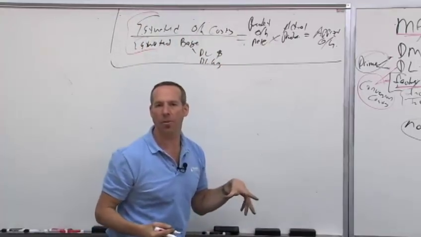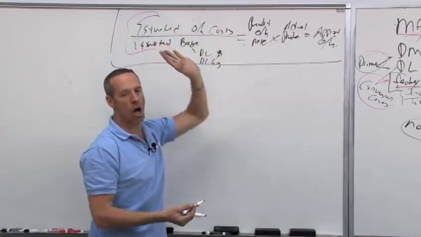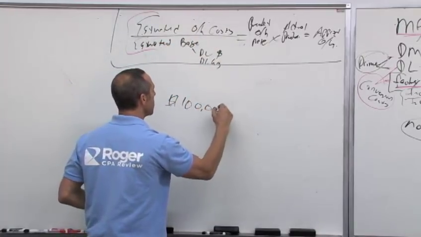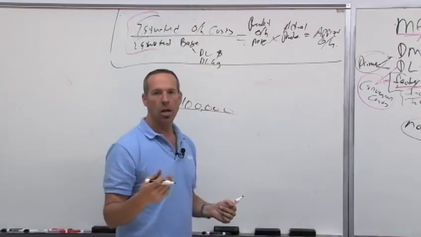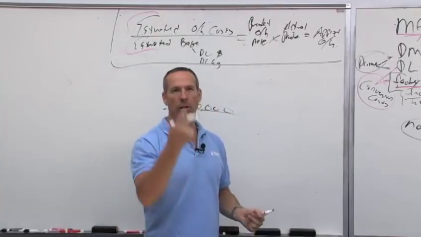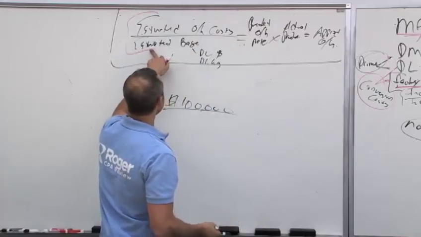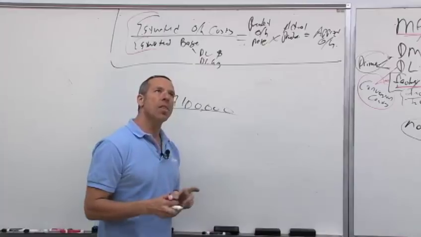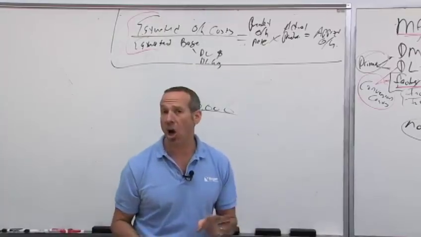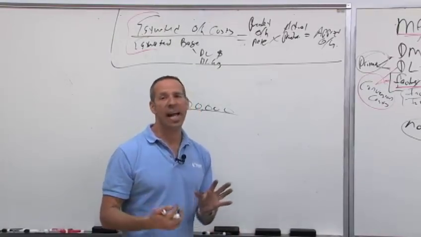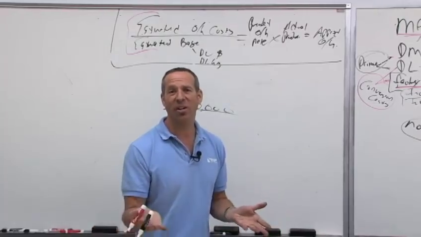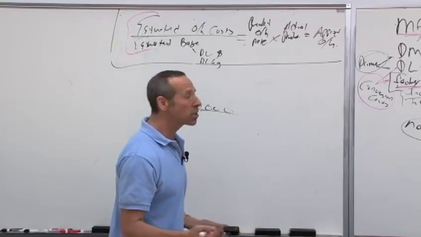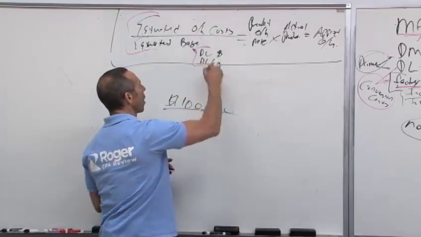Why? Because it's the beginning of the month. You take your estimated overhead costs. Let's say, for example, I think I'm going to spend $100,000 in overhead. What is overhead? Indirect materials, indirect labor, and so on. Divided by an estimated base. Now, your base could be whatever. In the exam, it's usually either direct labor dollars, direct labor hours, machine hours, could be materials, could be size, meters, inches, yards, whatever. Usually, it's direct labor dollars, direct labor hours.